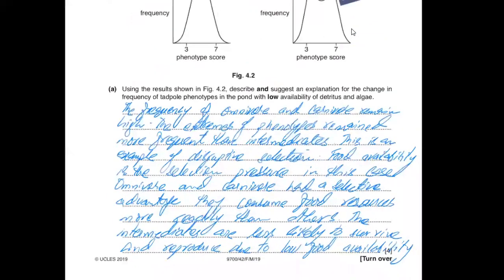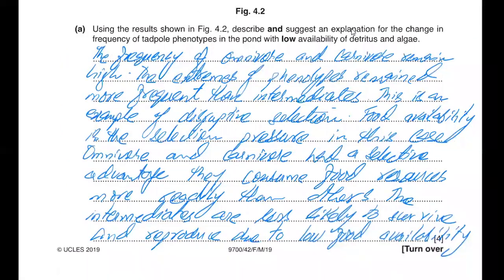If food availability is a selection pressure here, then in this case omnivore and carnivore had a selective advantage. They consume food resources more readily than the intermediates, which are less likely to survive and reproduce due to low availability of the food.